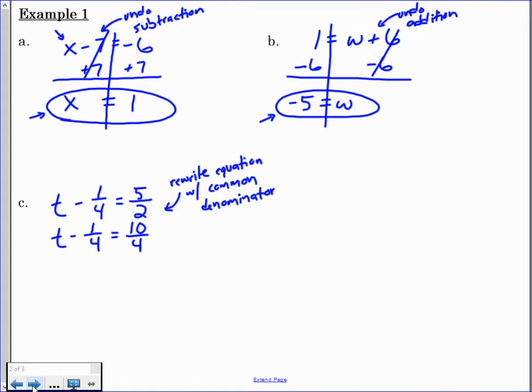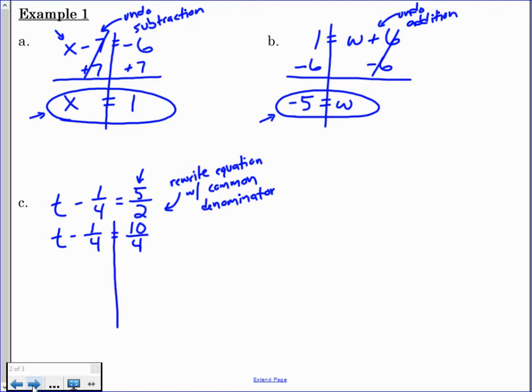10/4. So my equation hasn't changed. I've just rewritten this 5 halves here with a denominator of 4. So 5 halves has the same value of 10/4. I've got a common denominator, so let's go ahead and start to solve.